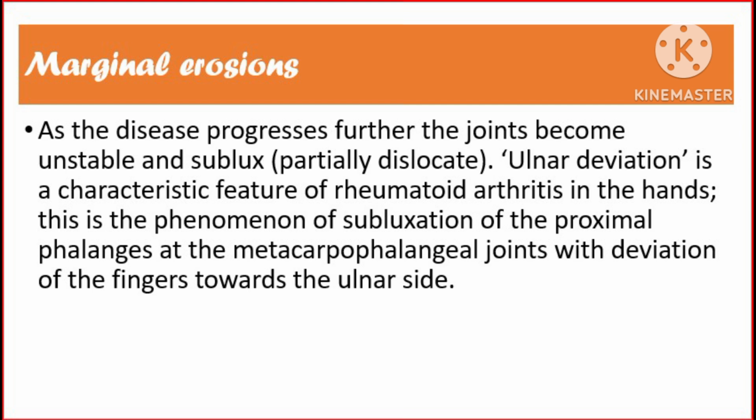As the disease progresses further, the joints become unstable and sublux, or partially dislocate. Ulnar deviation is a characteristic feature of rheumatoid arthritis in the hands. This is the phenomenon of subluxation of the proximal phalanges at the metacarpophalangeal joints with deviation of the fingers toward the ulnar side.